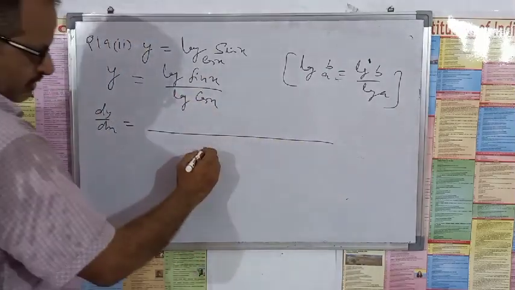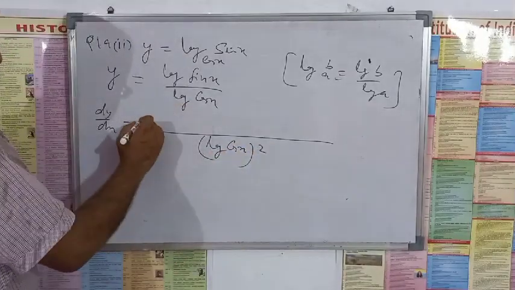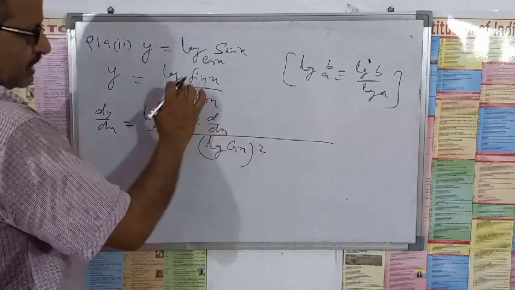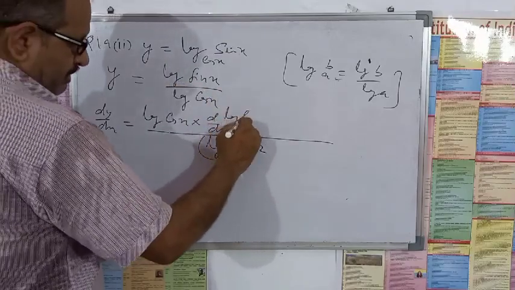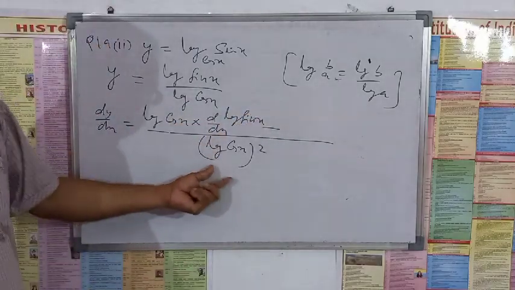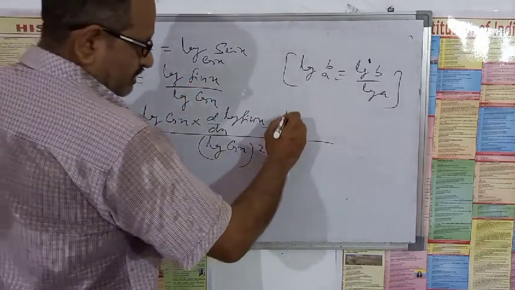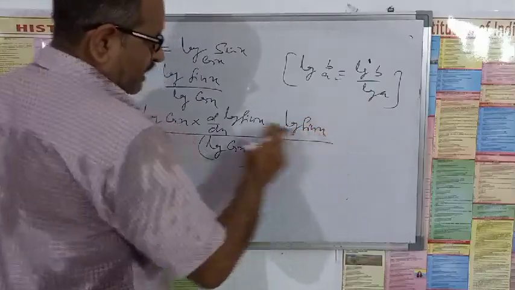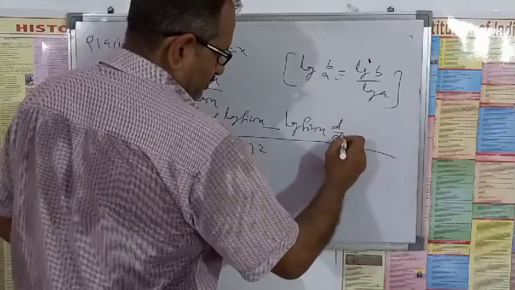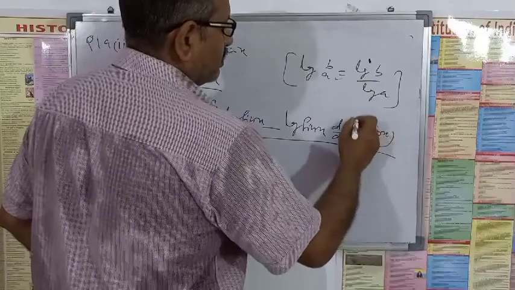Use here the quotient rule. So log cos x whole square in the denominator, then log of cos x, d by dx of numerator log sin x, minus numerator log sin x into d by dx of the denominator log cos x.